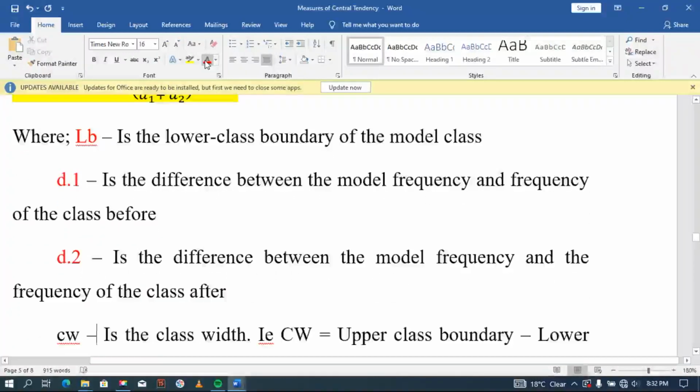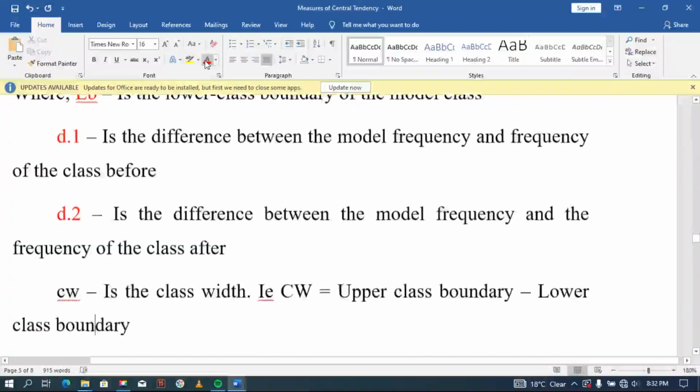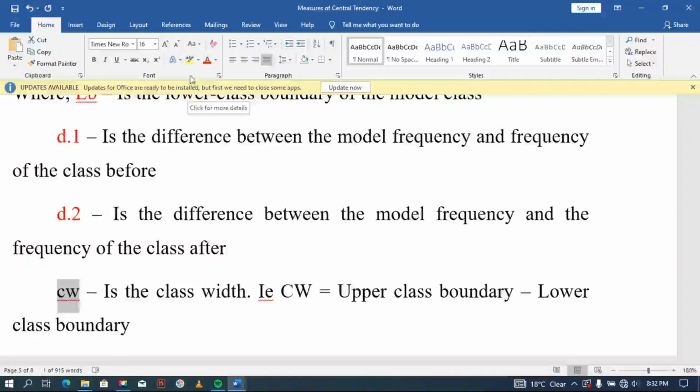Then of course we talked of CW. CW is the class width. The class width is given as the difference between the upper class boundary and the lower class boundary. That difference gives us what we call the class width, or we can call it the class interval. So without wasting time, we can move on to look at an example.